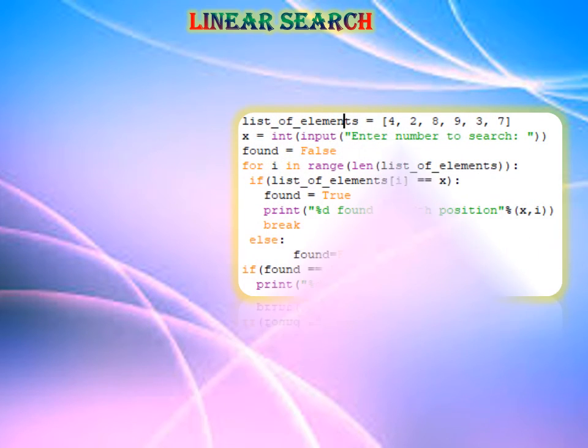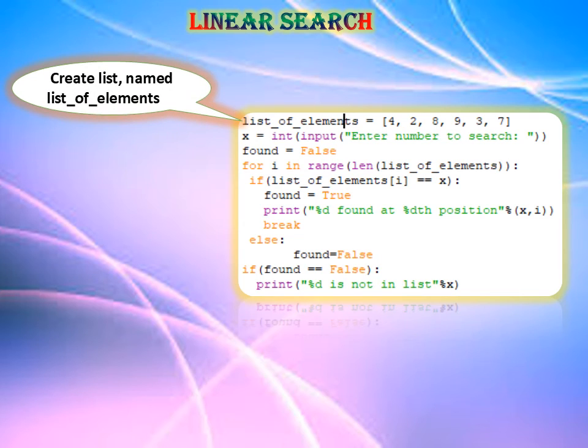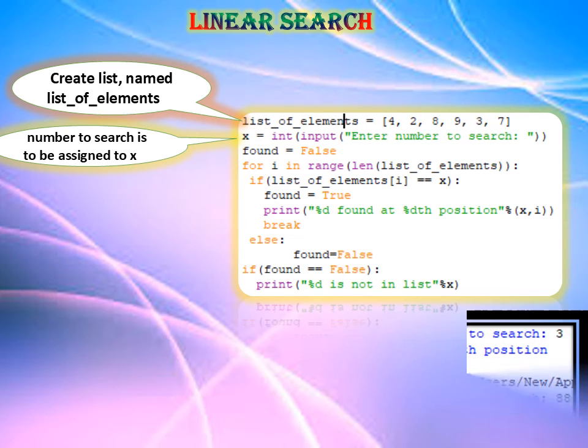And linear search means the elements will be searched in the given list. If it is present, it will show along with its position, otherwise it will show not present. So here, first the list is created, the name of the list is list of elements, and next the search element we are getting at runtime, and it will be assigned to the variable x.